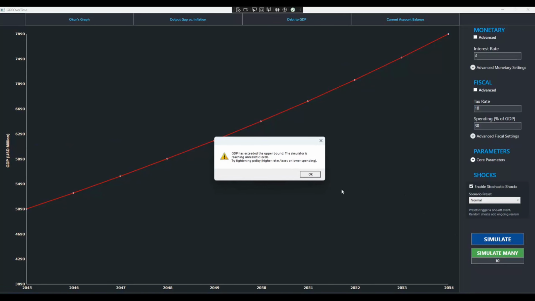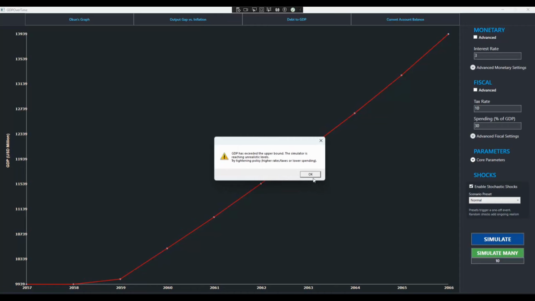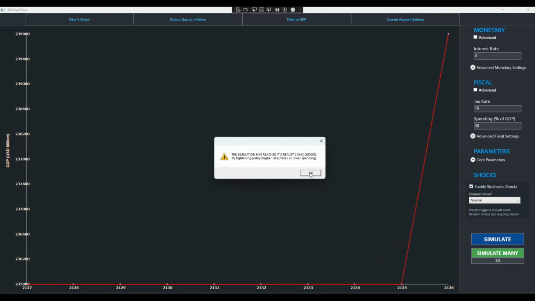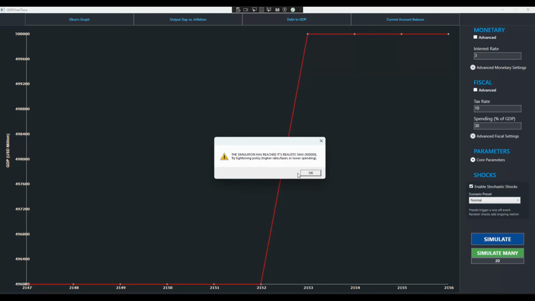So you can see GDP has exceeded the upper bound, the simulator is reaching unrealistic levels. Try tightening policy. So it's giving you advice on how to re-enter the realistic levels. However, if I continue to simulate, the message box will continue to pop up. Now going for, let's say, 20 years at a time, we finally reached the maximum of the simulation. So it has reached its max, and from this point on, GDP will clamp to its maximum value and the value will not change.